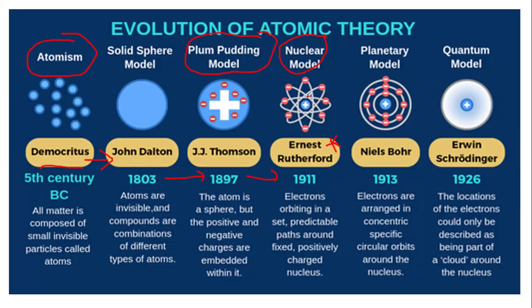If I have a nucleus in the middle there, which has positive charges, you can see that the electrons are moving around this nucleus in fixed paths like that. You have another electron moving like that, another one moving like that, another one moving in that direction, and another one moving like that. So electrons orbit in set, predictable paths around a fixed positive nucleus. This was the contribution of Rutherford.